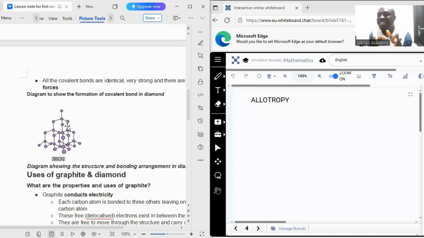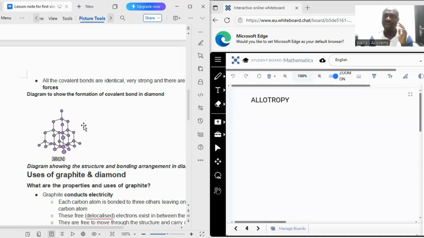Now, these tetrahedral units are usually linked together to form a continuous 3D repeating pattern, a giant covalent structure for diamond. So, this is the typical structure of diamond. You can see we have each carbon atom bonded to 4 other carbon atoms, giving rise to the 3-dimensional crystal lattice structure of diamond.